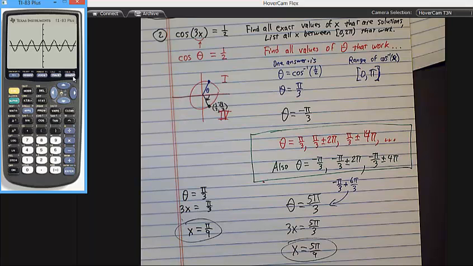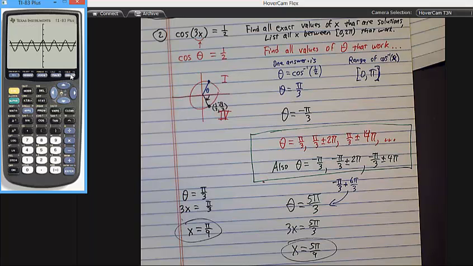Now, this is the graph of y equals cosine of 3x. What I'm trying to do is figure out, when is it true that cosine of 3x is equal to a half? Let me graph y equals a half. Of course, that's a horizontal line, right?